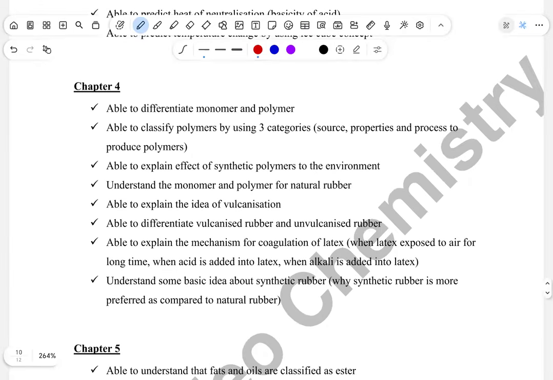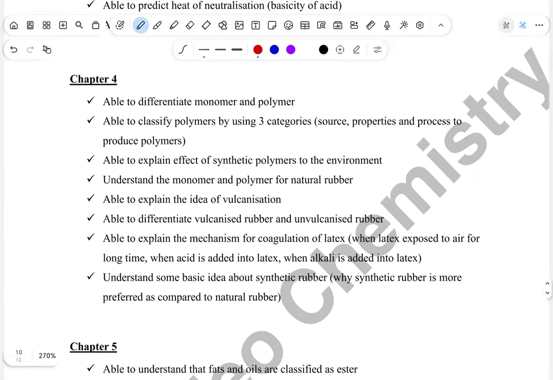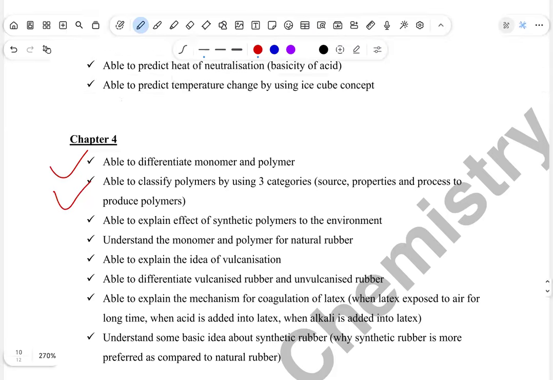Okay, so next one, chapter 4. Chapter 4 is a very short chapter. I think we spent only 3 lessons on chapter 4 previously. Make sure you know what is monomer and what is polymer. Monomers are small repeating units. Polymers are long, big macromolecules made by many repeated monomers. Make sure everyone knows how to classify polymers. You can classify polymers using the source: natural polymer and synthetic polymer. Properties, what are the properties of polymer?